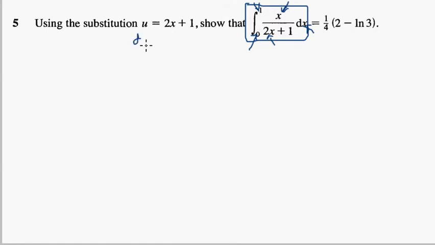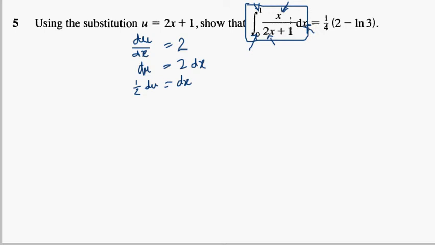First of all, we differentiate u with respect to x. And so if u is 2x plus 1, du by dx is 2. And then we do this weird thing where we separate the variables and you multiply this dx across. That's slightly odd. I'm not going to attempt to justify it, but we can say that du is equal to 2 dx. Or in other words, dx, which is the thing that we're going to replace after all, is equal to a half du. That's going to be important.